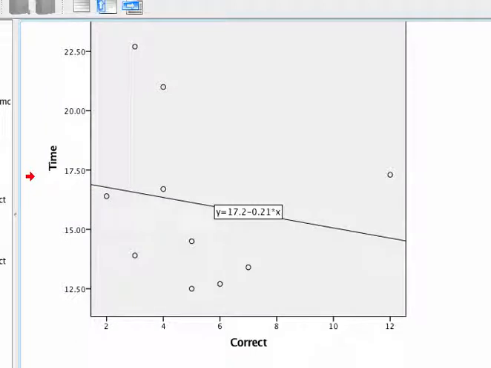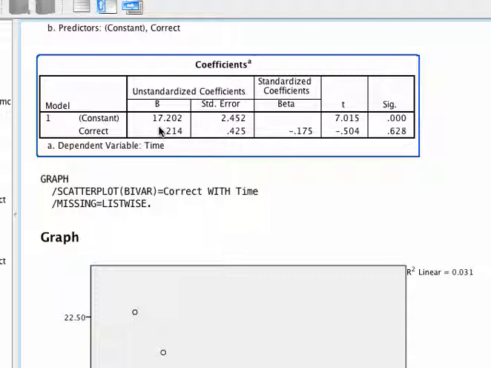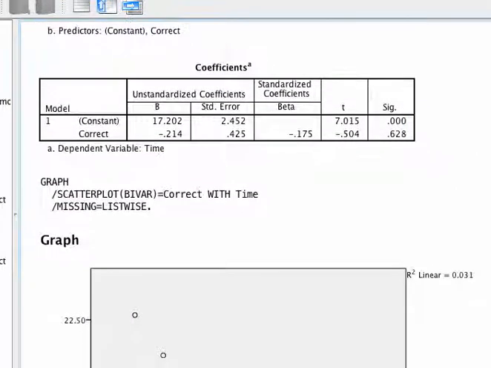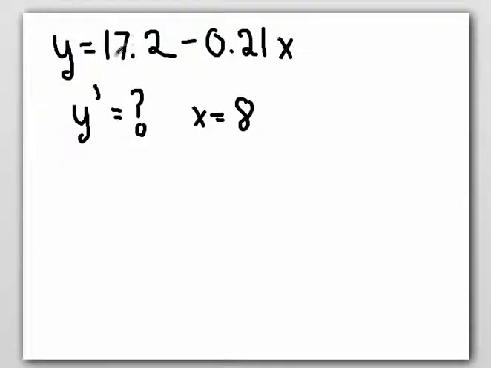You may obtain the same information from the coefficients table in the SPSS output. Recall that we write an equation in the form y equals the intercept plus or minus, depending on the direction of the slope value, with an x. Either way, you get the same results for the equation. Y equals 17.2 minus 0.21x. There's my equation right there.